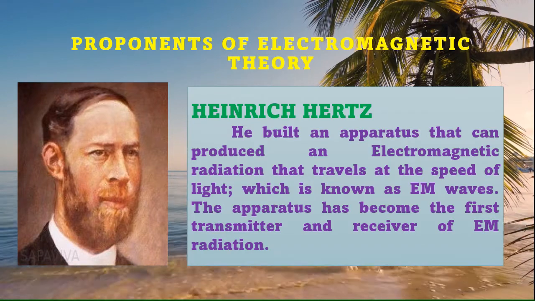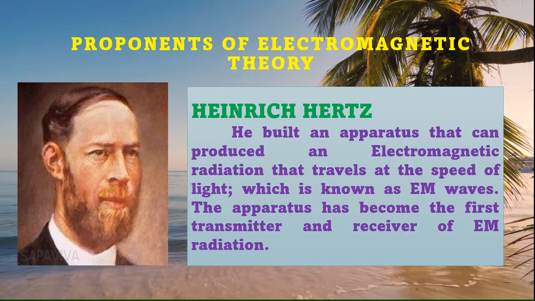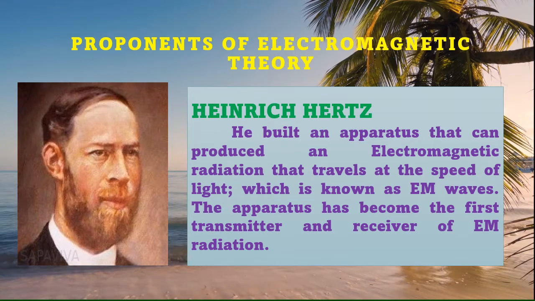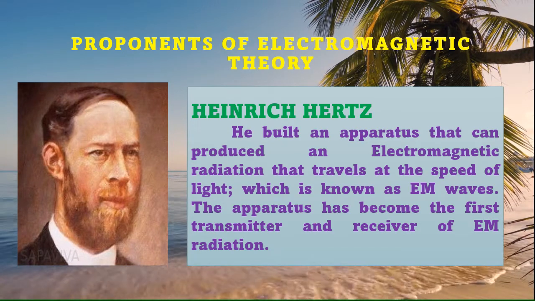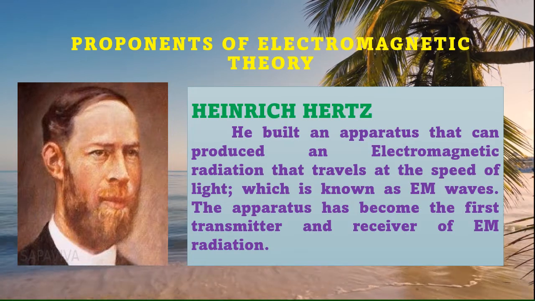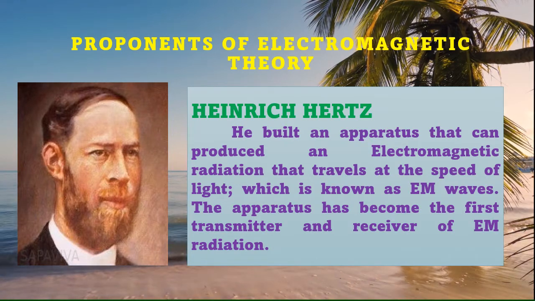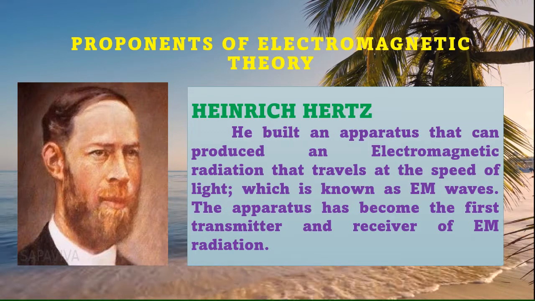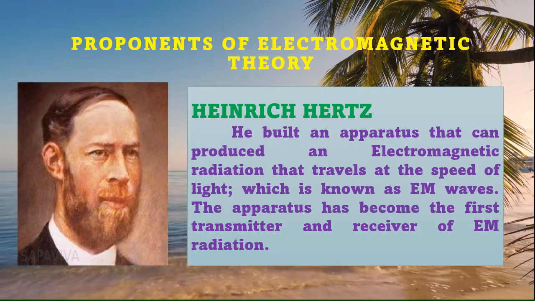Heinrich Hertz. He built an apparatus that can produce an electromagnetic radiation that travels at the speed of light, which is known as electromagnetic waves or EM waves. The apparatus has become the first transmitter and receiver of electromagnetic radiation.